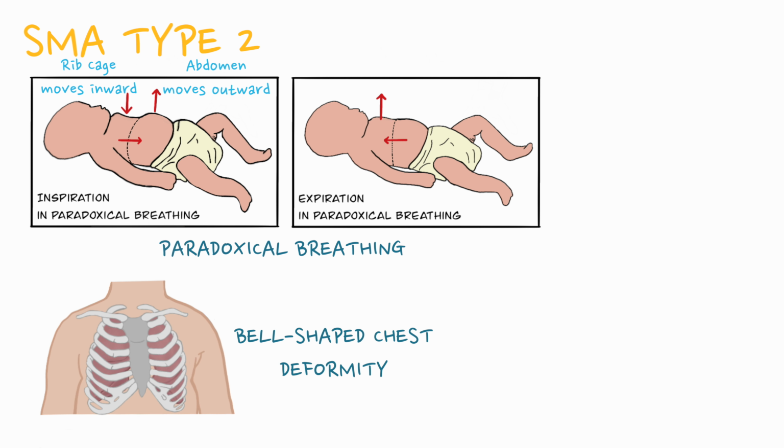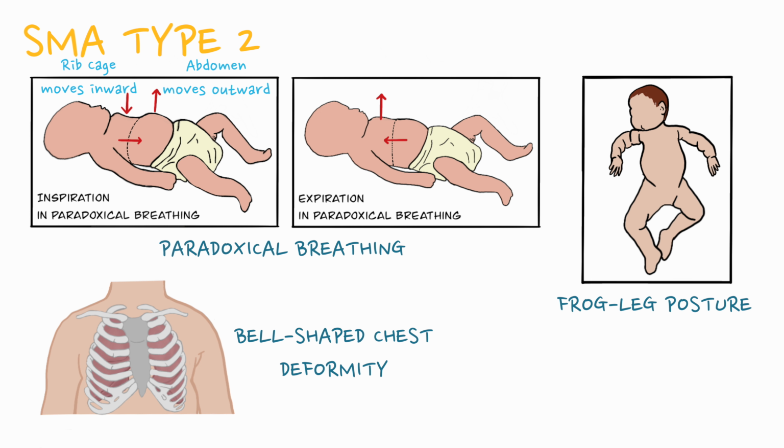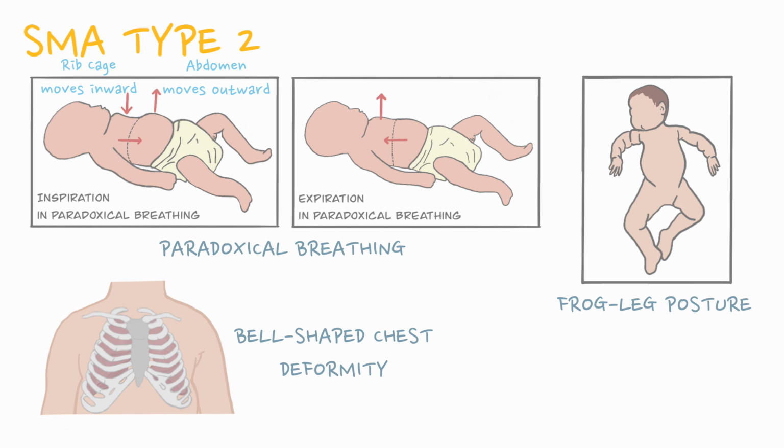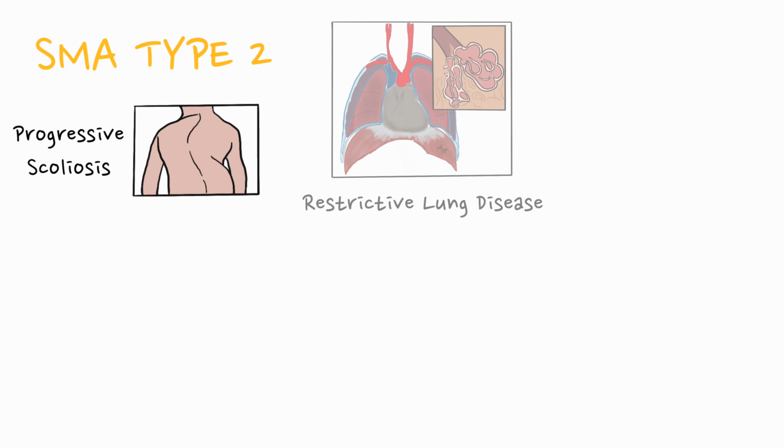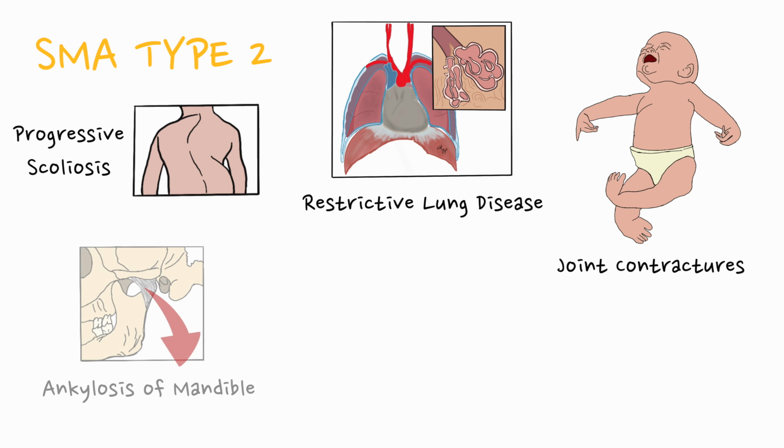Additionally, severe weakness in the legs often causes infants to adopt a frog leg posture when lying down. Despite these features, SMA type 2 does not appear to affect the cardiac muscle, and there is no association with dilated cardiomyopathy. Progressive scoliosis, a curvature of the spine, is common in SMA type 2, and respiratory muscle weakness can lead to restrictive lung disease. Some individuals may also develop joint contractures and ankylosis of the mandible, which can impact mobility and speech.